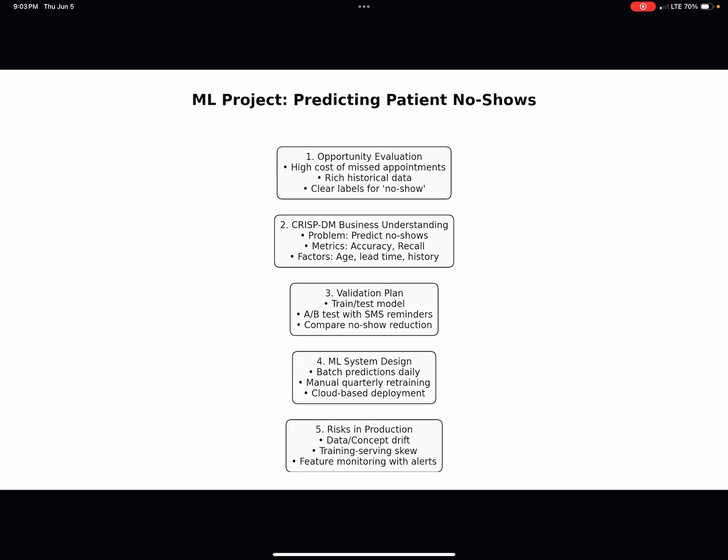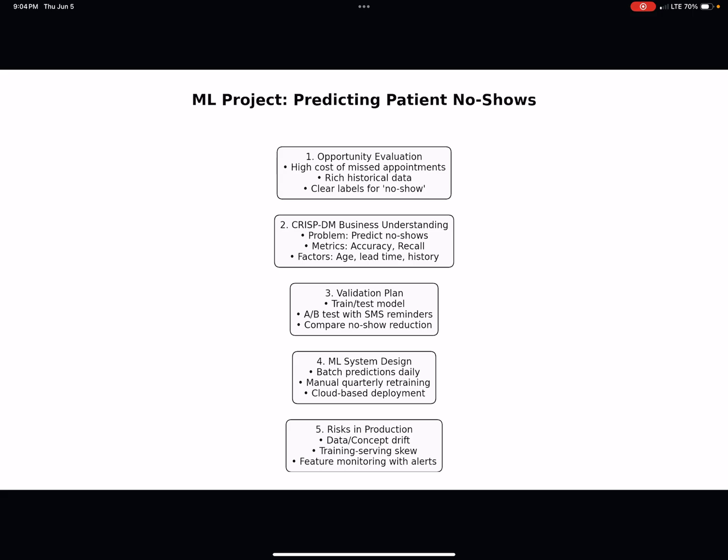So moving to step two, I used CRISP-DM for business understanding. The business goal is to reduce no-shows by identifying at-risk patients and proactively reaching out to them. The data mining problem is a binary classification task: will a patient show up, yes or no. We'll measure success in two ways. If I was to do this, it would be outcome metrics and output metrics. The outcome metric would be reduced no-show rates. The output metrics would be accuracy, recall, and AUC of our model.